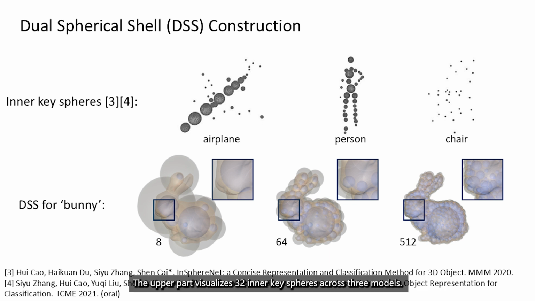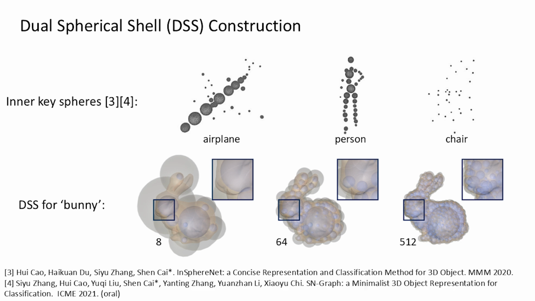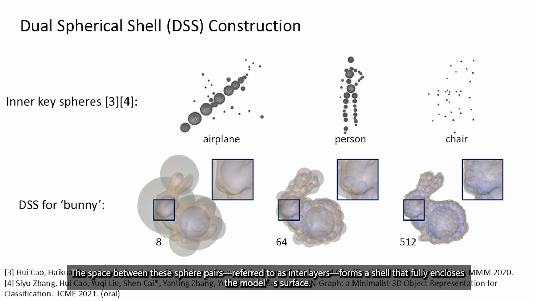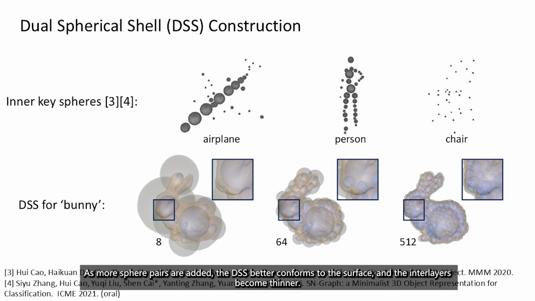The upper part visualizes 32 inner key spheres across three models. To construct the DSS, each inner sphere is paired with a concentric outer sphere that shares the same center but has a larger radius. The space between these sphere pairs, referred to as interlayers, forms a shell that fully encloses the model's surface. For the beneath model, the number of concentric sphere pairs increases from 8 to 512 from left to right. As more sphere pairs are added, the DSS better conforms to the surface, and the interlayers become thinner.